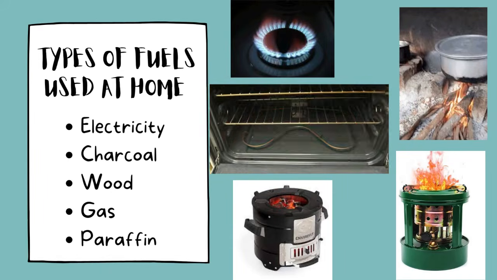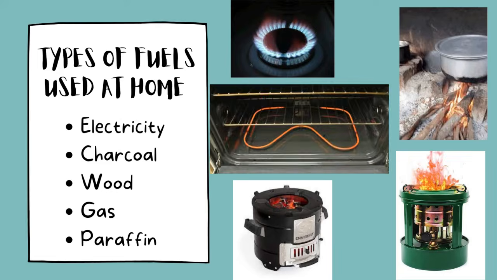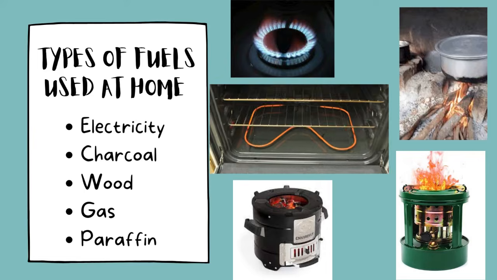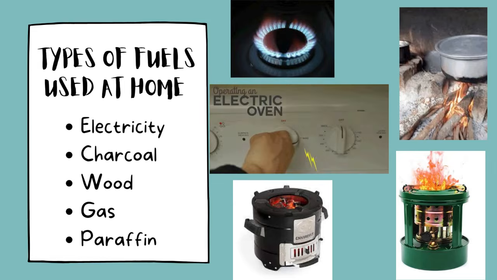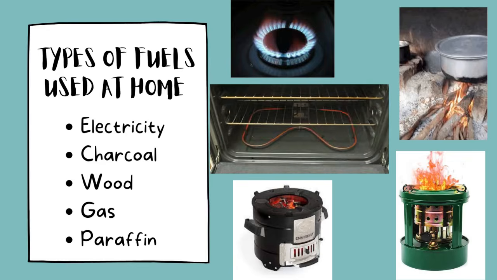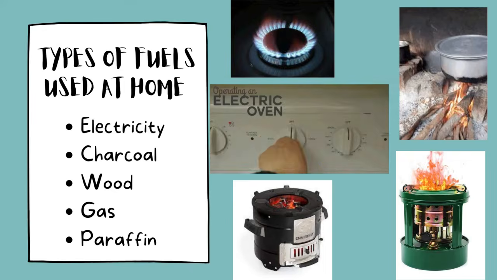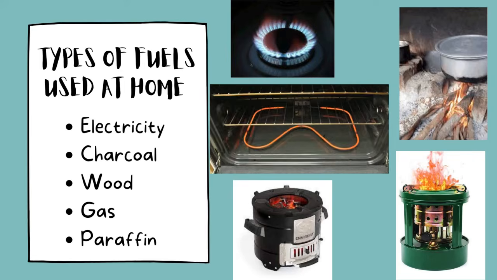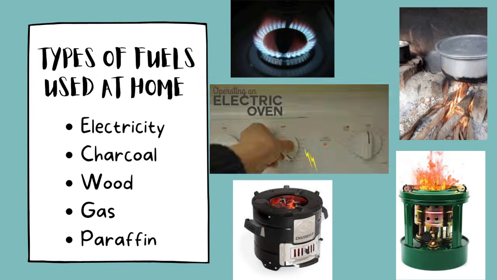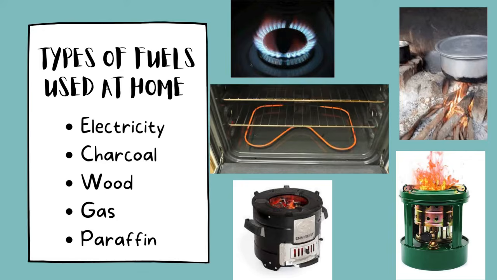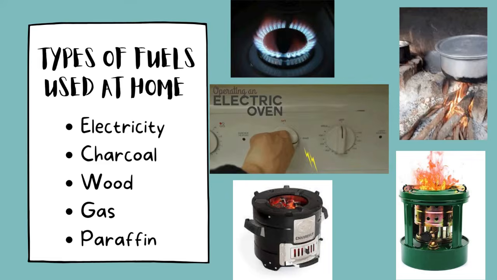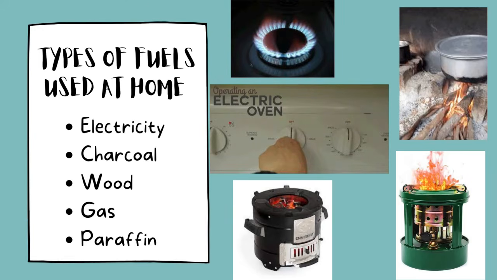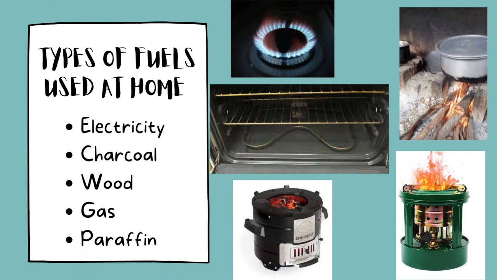The different types of fuels we use at home are electricity, charcoal, wood, gas, and paraffin, also known as kerosene. At the top, you can see a blue flame. That is a gas burner. Below it is an electric oven, and below that is a charcoal jiko. At the top right corner is a fireplace with wood, and below that is a kerosene stove. Which among these fuels do you use at your home?